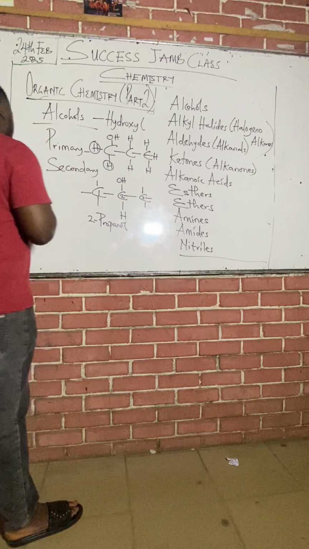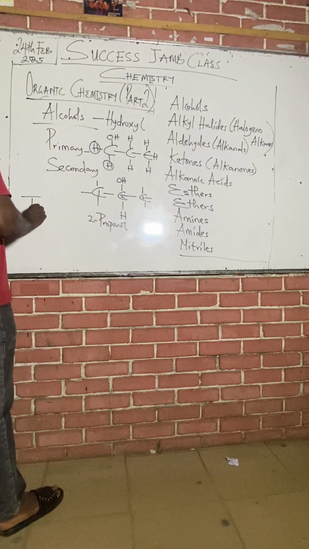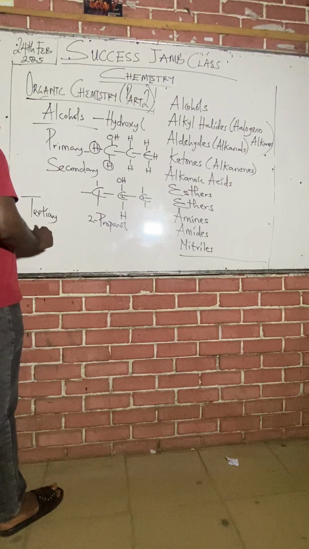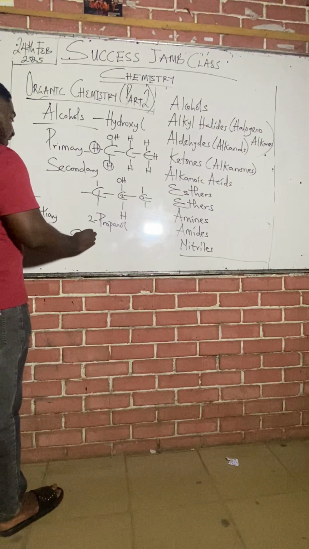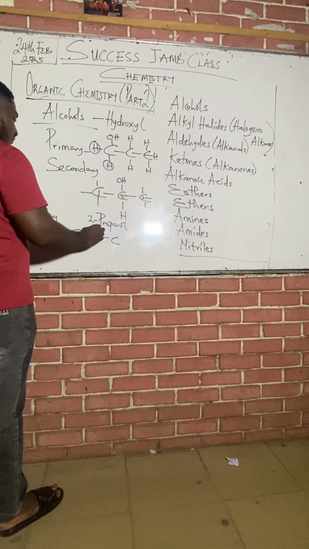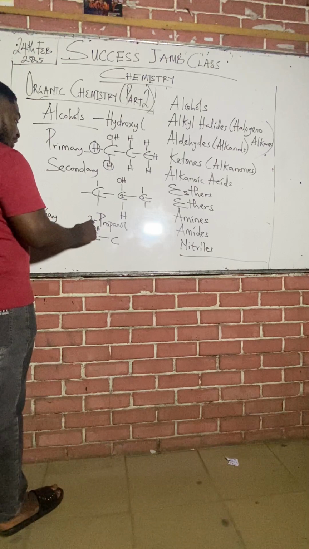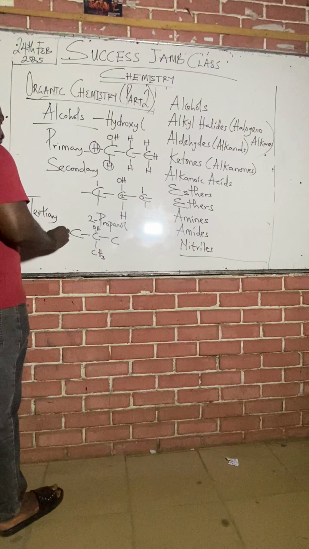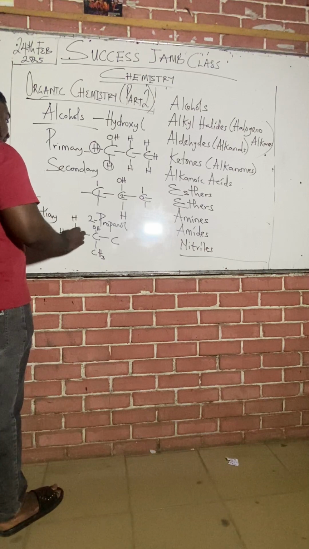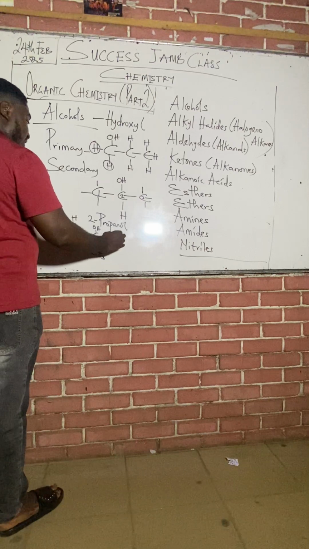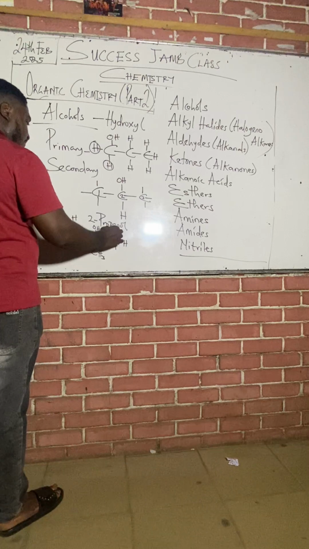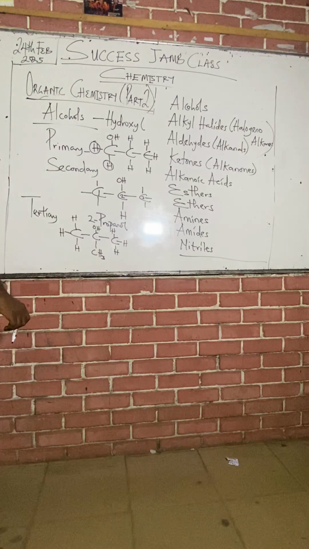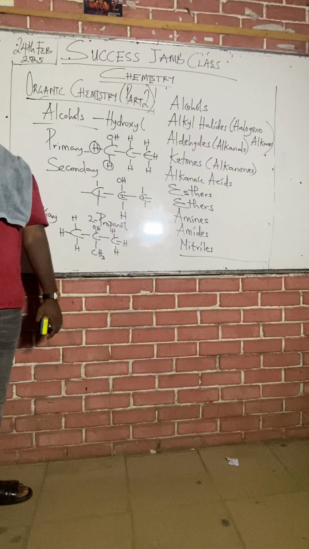Tertiary alcohol, on the other hand. For tertiary alcohol, the carbon bearing the OH group does not have any hydrogen attached to it directly. Look at this tertiary alcohol. The carbon that is carrying the OH group has no single hydrogen attached to it directly. Instead, there is a methyl group attached to it.